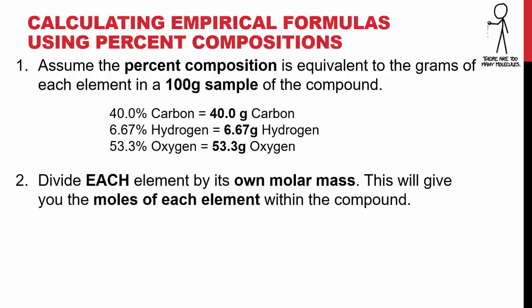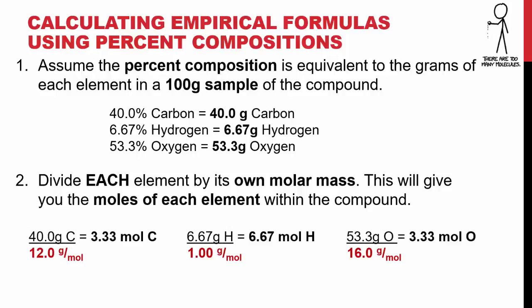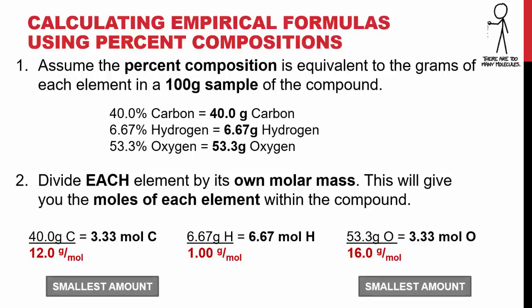Then we're going to divide each element by its own molar mass, just the GFM. This will give you the moles of each of the elements within that compound. So now we're going to take that 40 grams of carbon divided by 12 grams per mole. Again, just straight out of the reference table. For hydrogen, it would be 6.6 divided by 1, and then oxygen would be 53.3 divided by 16. Then we're going to look for the smallest amount of moles. So you notice that the carbon and the oxygen both have the same amount, which is less than the hydrogen, 3.33 moles.